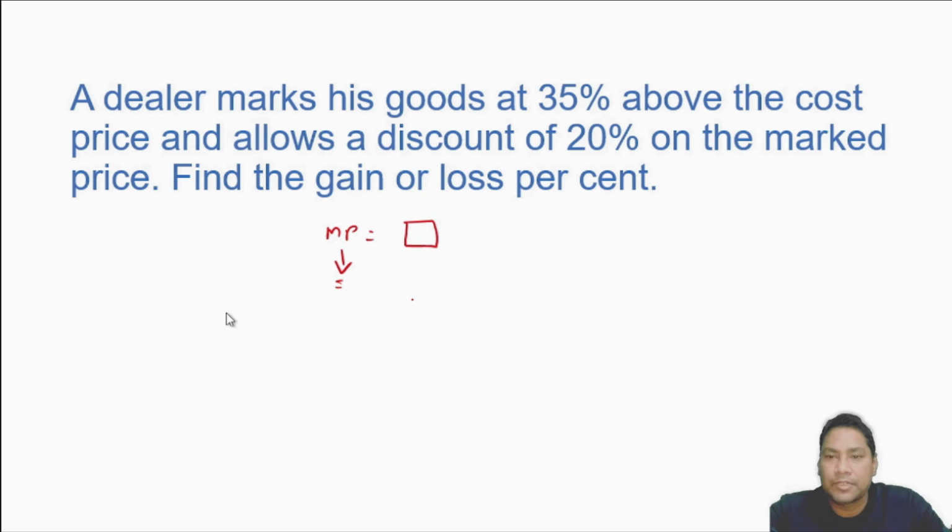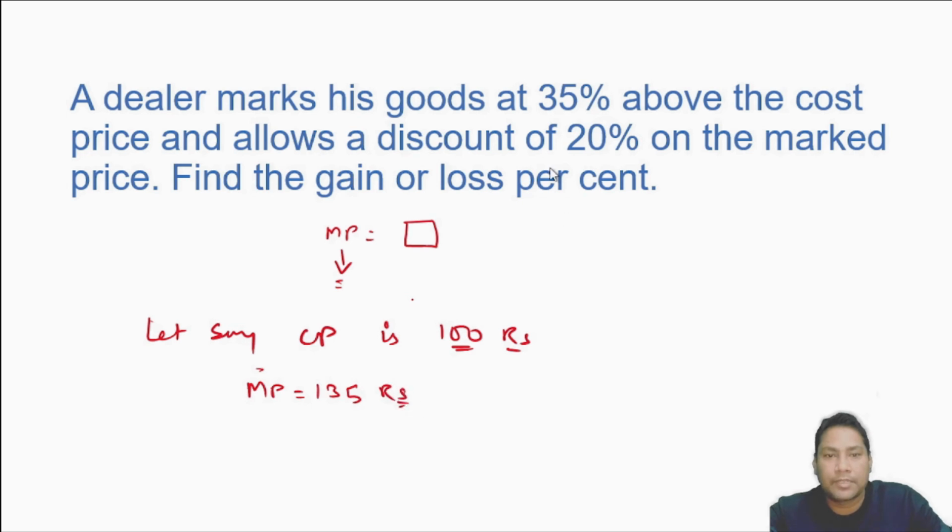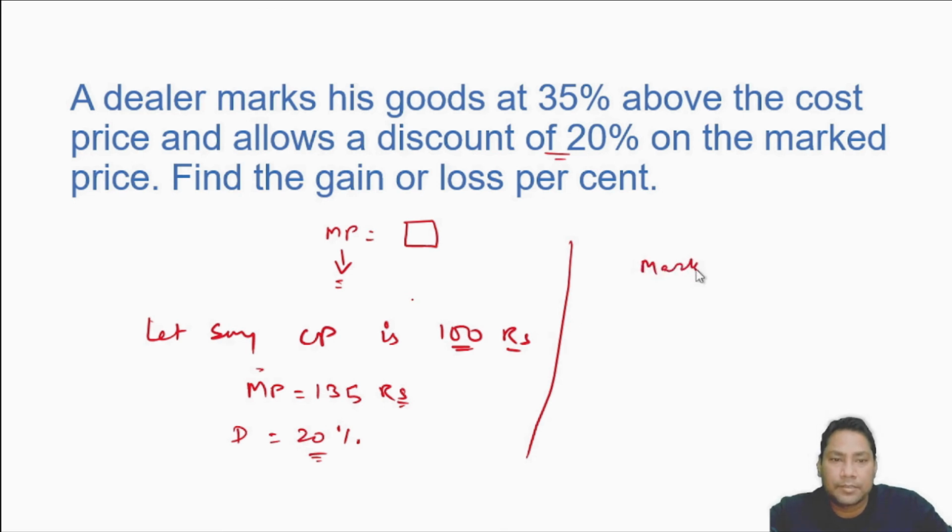For this we will take, let's say, the cost price of the item is 100 rupees. So the mark price will be 135 rupees. After that they have given 20% discount on the mark price. The meaning of 20% discount is if the mark price is 100, then the discount will be 20 rupees.